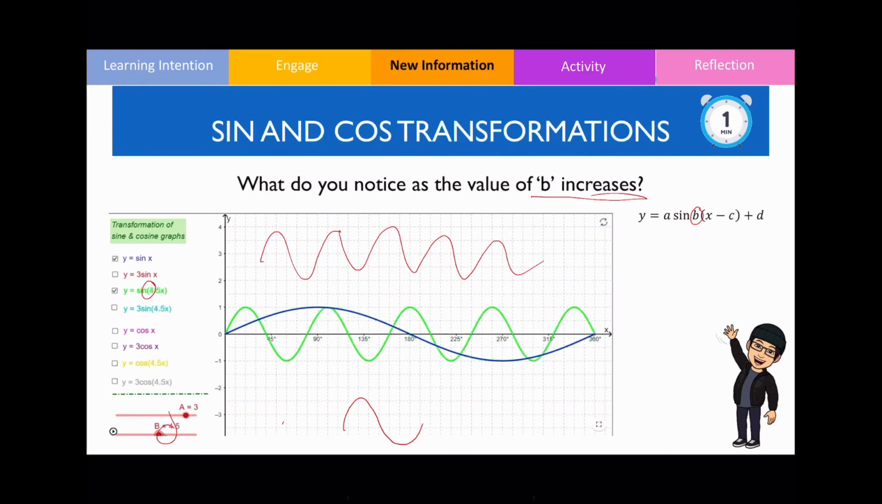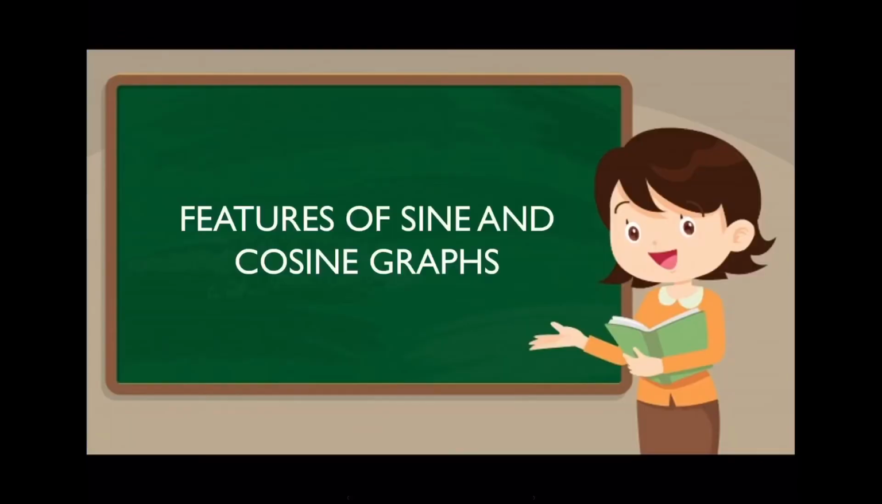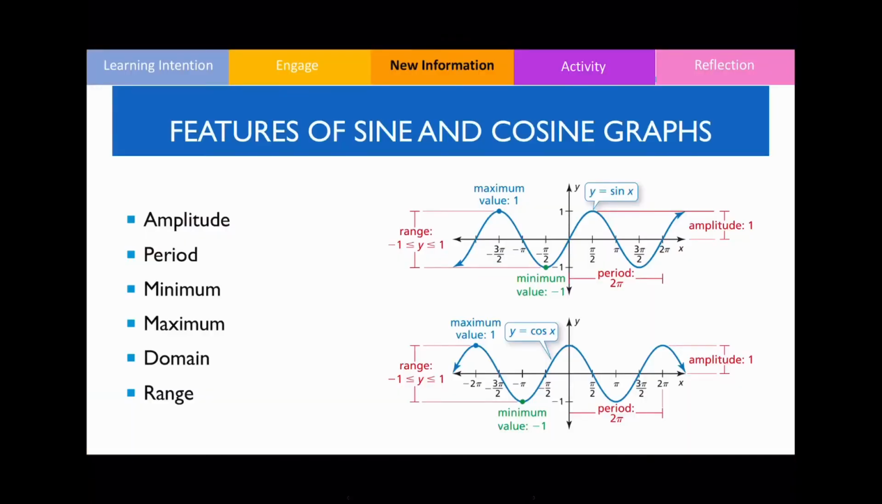So as my B value increases, the number of cycles you can see increases in the graph as well. So what we're now going to be looking at are the features of sine as well as cosine graphs. These are all the different features that we're going to be going into a lot of detail.